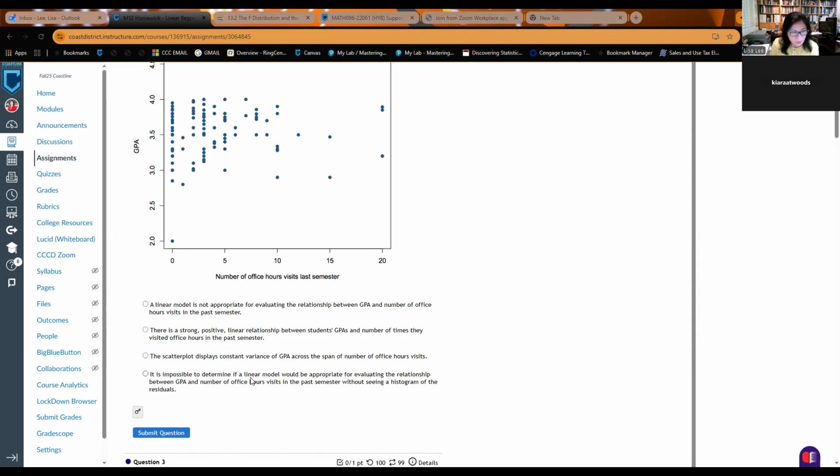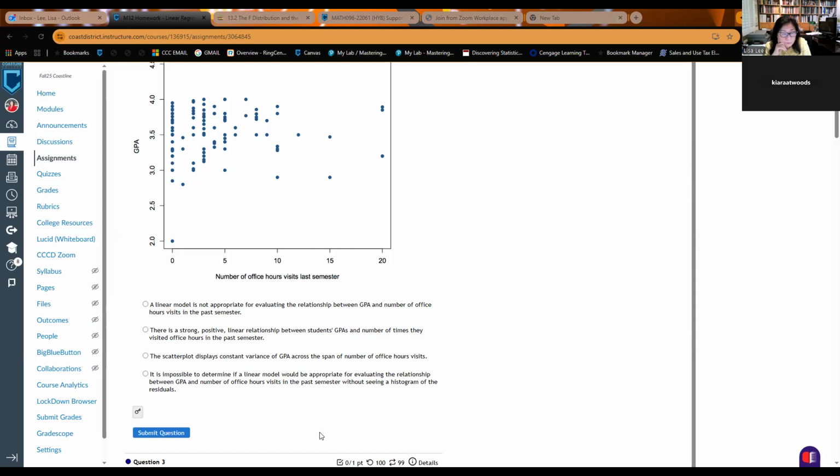The scatter plot depicts constant variance of the GPA across the span of the number. Well, there's a lot of variation. Then 1, 2, 3, 4. The last one, it is impossible. Constant would be like if we saw it going straight across. The third one said the scatter plot displayed constant variance of GPA. That would be like if they were all around the same thing, right?